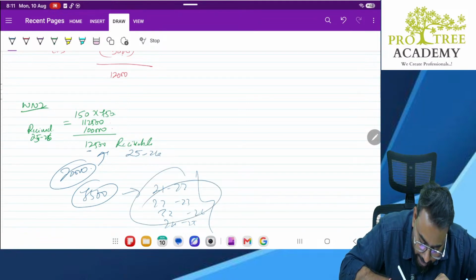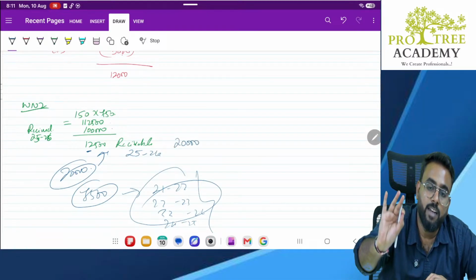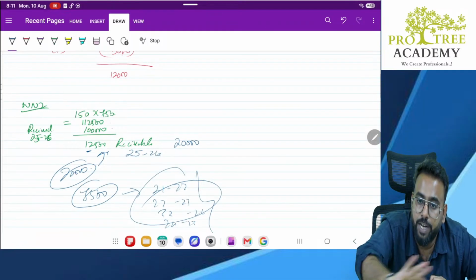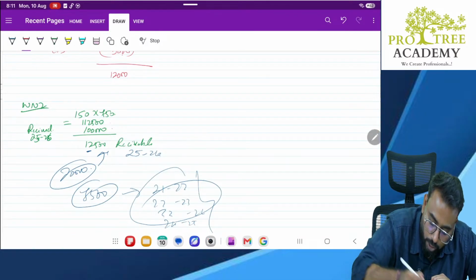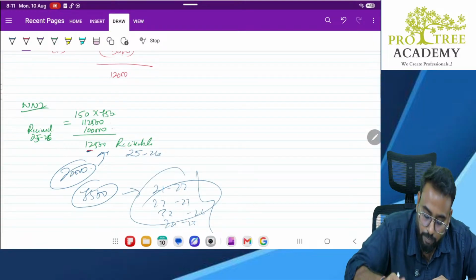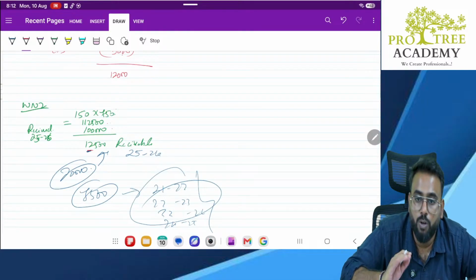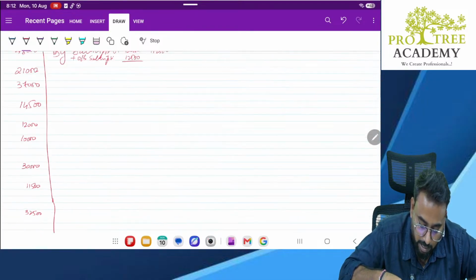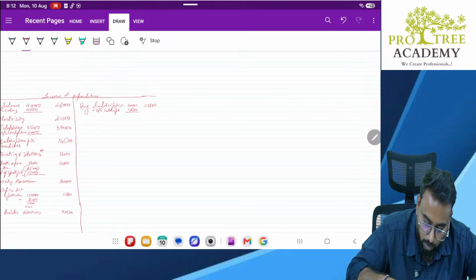Suppose in this case, instead of 12,500, it would have come as 20,000 only. Then whatever outstanding is there, that complete outstanding belongs to the current year. But in our case, that is not the case. Only 12,500 belongs to the current year, because we did the calculation. 150 members into 750 rupees will give you 1,12,500. So it will be 12,500. Clear? So outstanding subscription will be only 12,500.